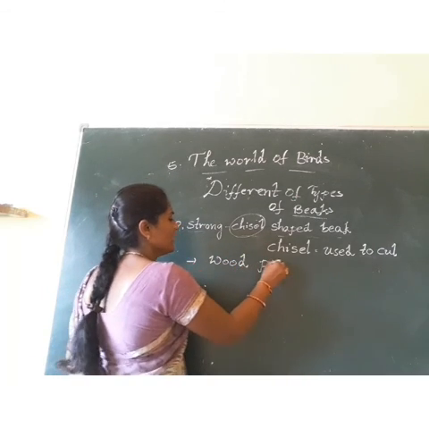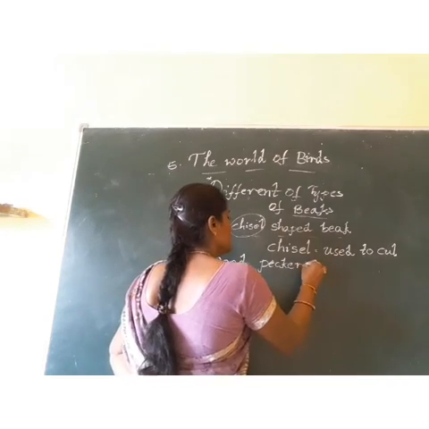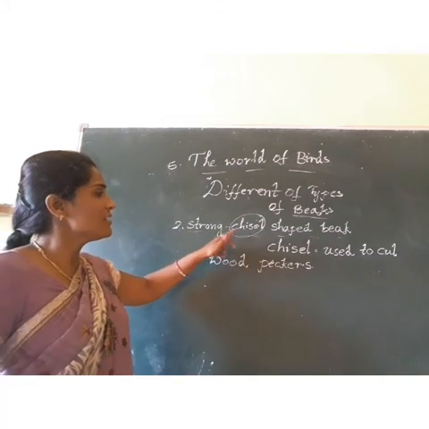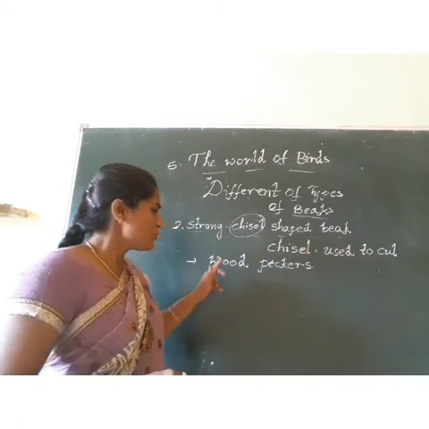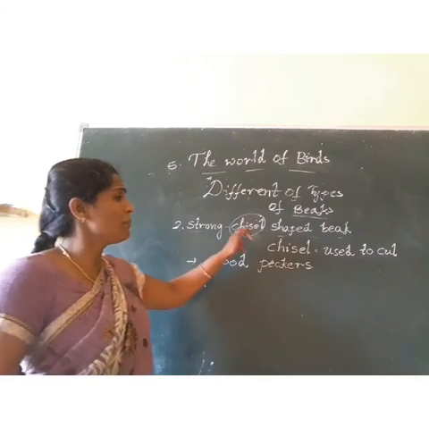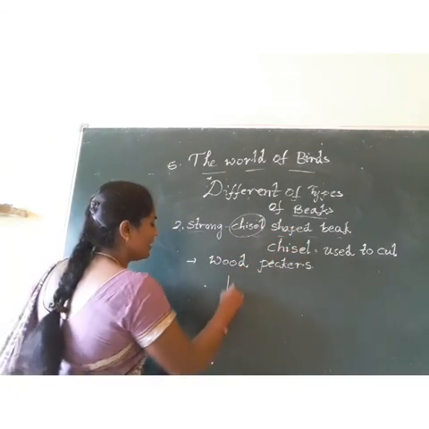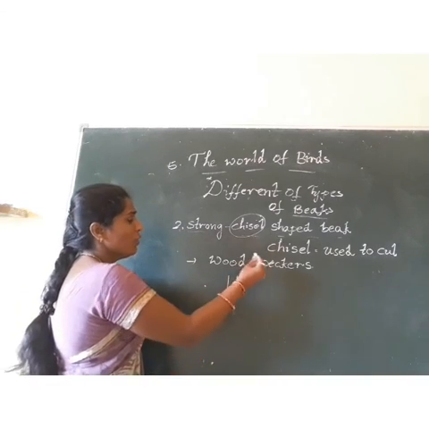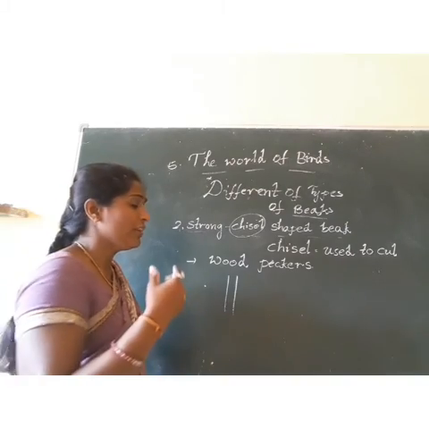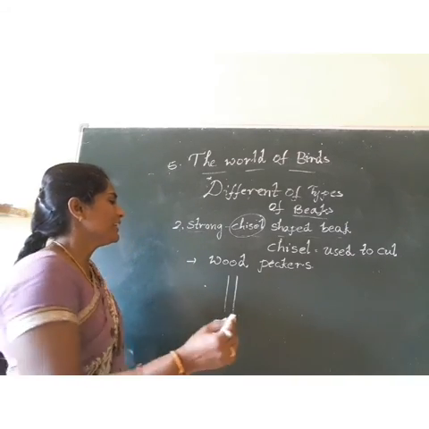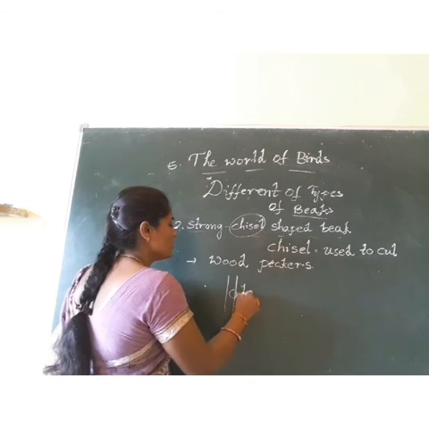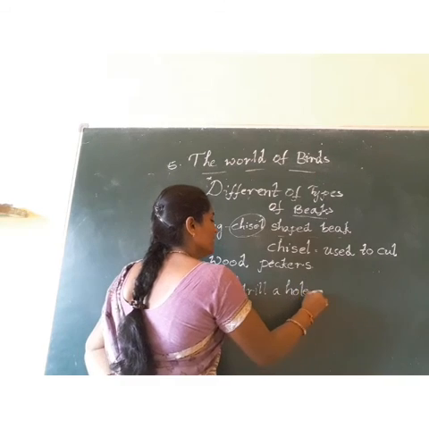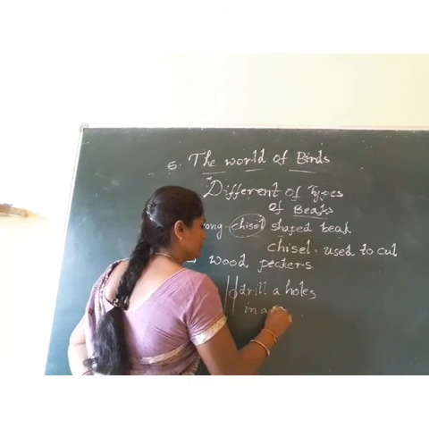What are the examples for these? Woodpeckers. Did you ever see a woodpecker? It has a strong and chisel shaped beak. With its chisel shaped beak, it can cut the trunk of a tree. This trunk is very hard. So when it wants to eat food or build a nest, it can drill holes in the trunk of a tree.